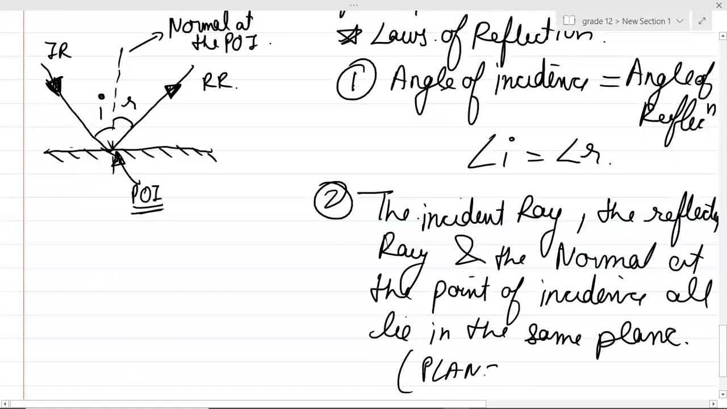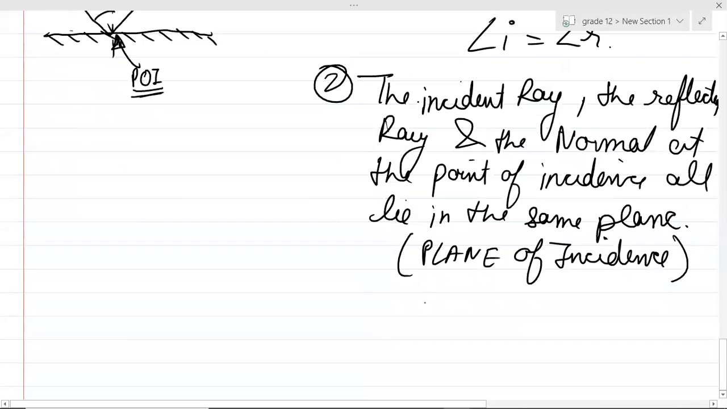The plane of incidence. There is a mathematical form for this law as well. Please remember. Can you see over here? Suppose the normal vector is like this, right?